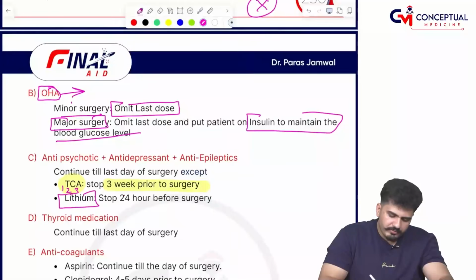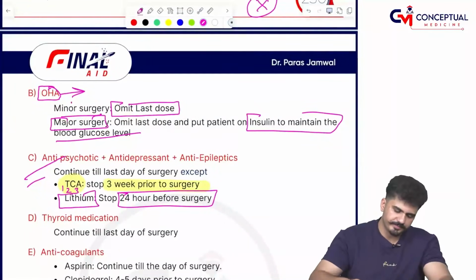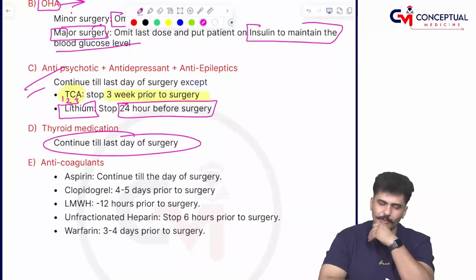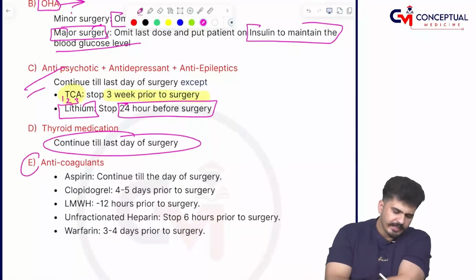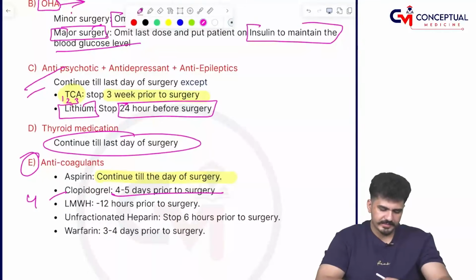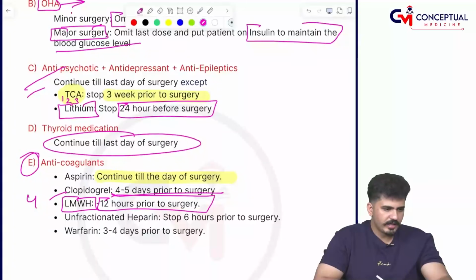Lithium you should stop 24 hours prior to the surgery. So antipsychotic, antidepressant and antiepileptic drugs you can give till the day of surgery, but you need to stop TCA 3 weeks prior and lithium 24 hours prior. Now thyroid medication you can continue till the last day of surgery. Anticoagulants, my dear friends: aspirin, continue till the day of surgery. Clopidogrel, C is sounding like a 4, so 4 to 5 days prior to the surgery. Low molecular weight heparin 12 hours prior to the surgery.